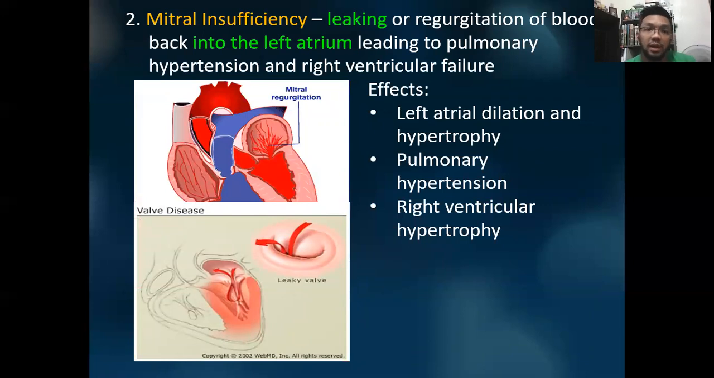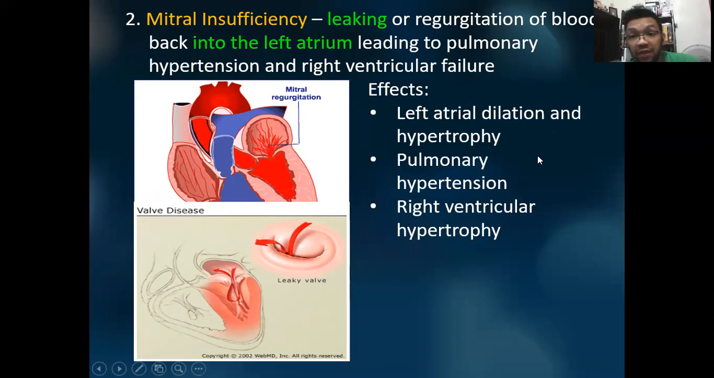Another is number 2, mitral insufficiency, wherein there is leaking or regurgitation of blood back into the left atrium, leading to pulmonary hypertension and right ventricular failure. As you can see here, the blood is going back. There's backflow of blood or regurgitation through the mitral valve. So there is insufficiency, meaning it doesn't close properly, or it is too weak to close properly.